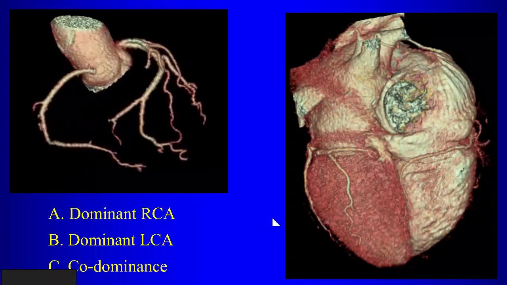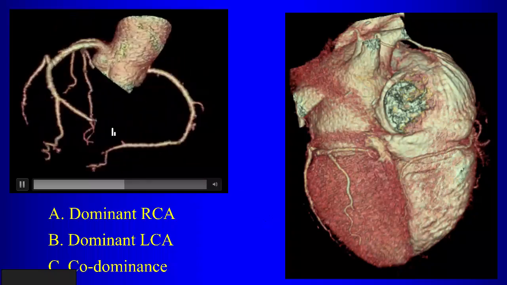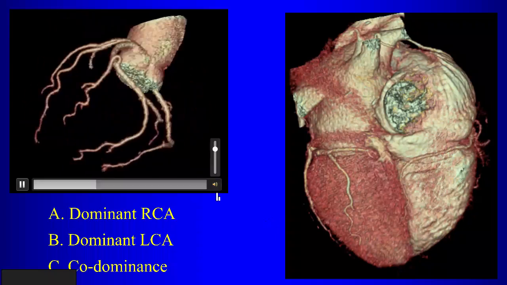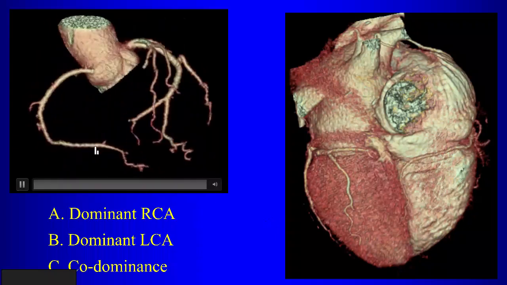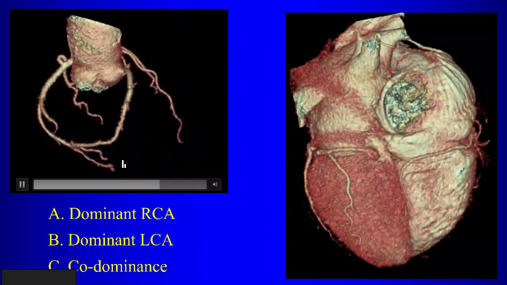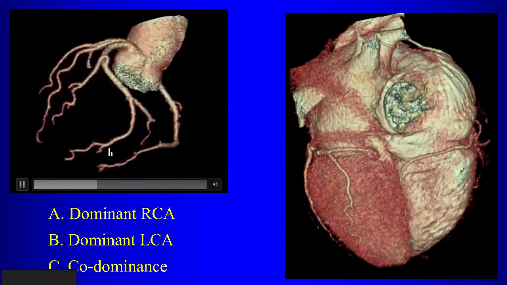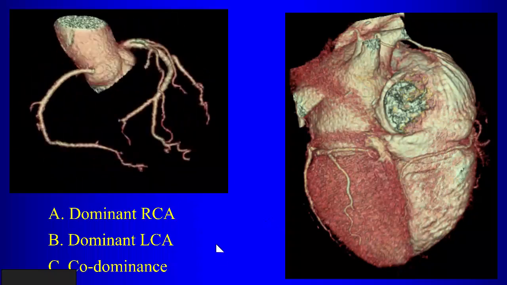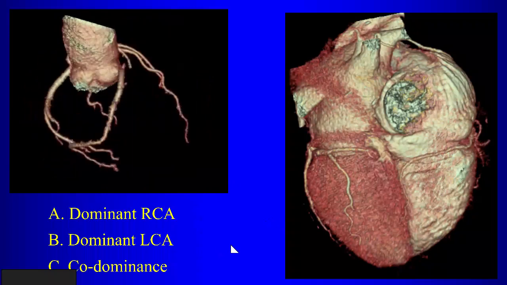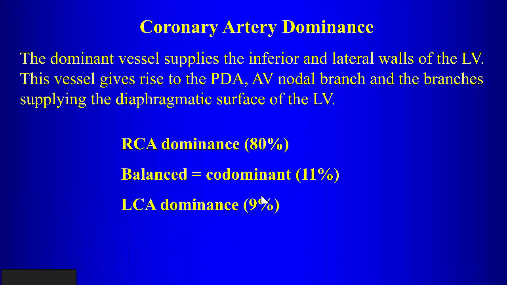So then this is a co-dominant system, right? You can see two vessels here, right? One coming off the right, which is going to be the PDA, and then one coming off the left, which is going to be the posterior left ventricular branch. So that's codominant. Okay.